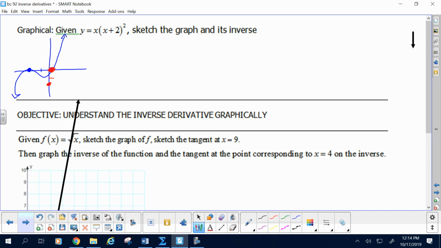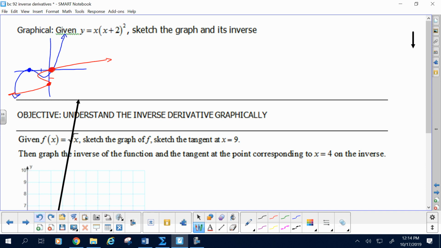So I know it's got to go through those points. So what does it do? Is this right? No. I don't even know where to go from there. How about this? No, it should bounce off at the -2 point, so it should go like this.